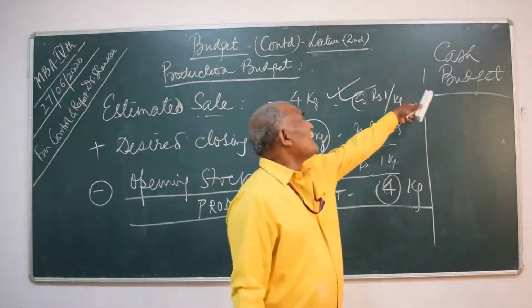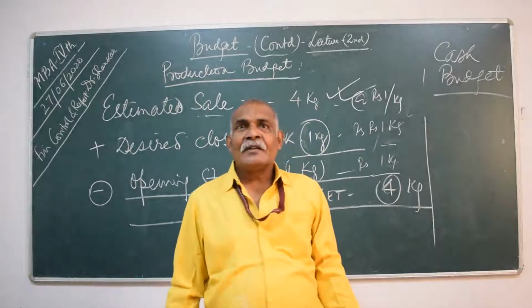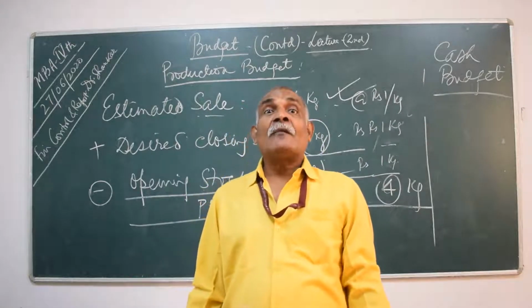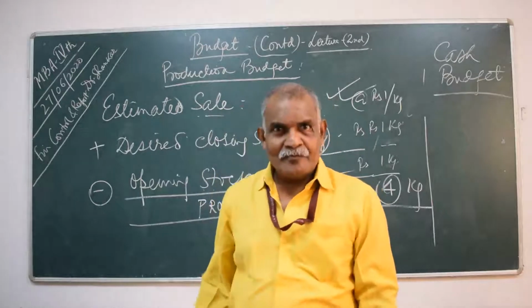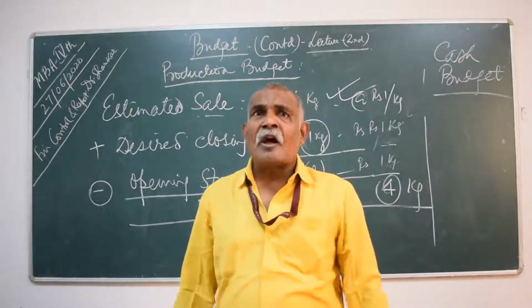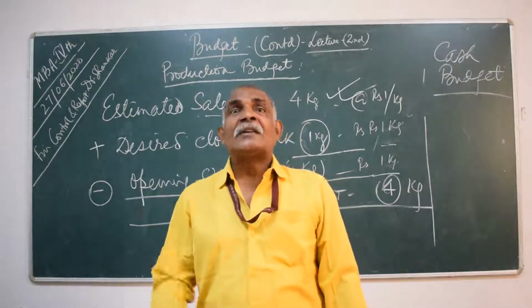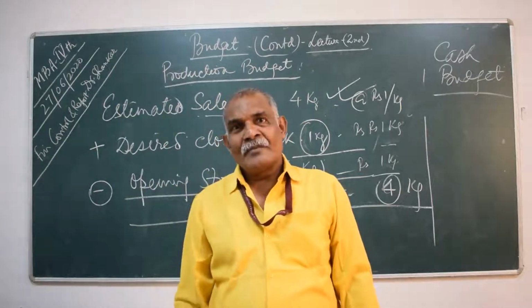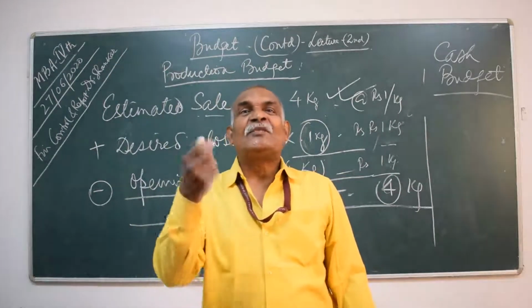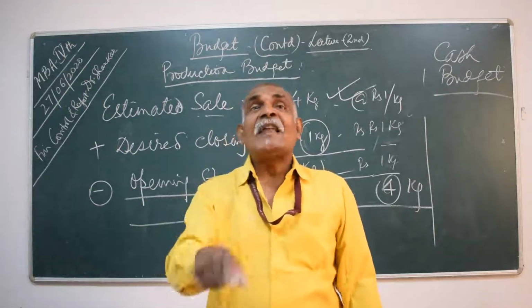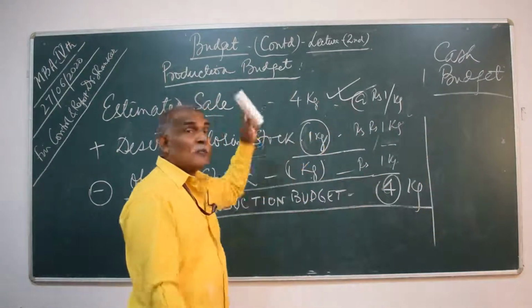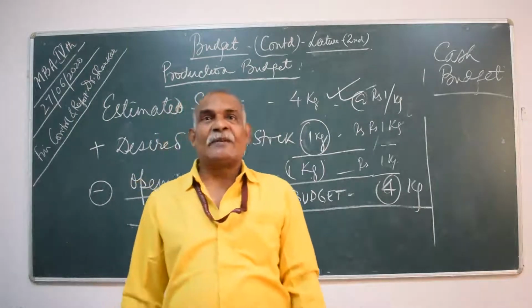So when we prepare the cash budget, in cash budget we have to estimate the cash which is required in future, in short term as well as in long term. Short term means in the coming 6 months, every month how much cash we need, and this detail we will get from the cash budget, not from the production budget as well as from the sales budget.